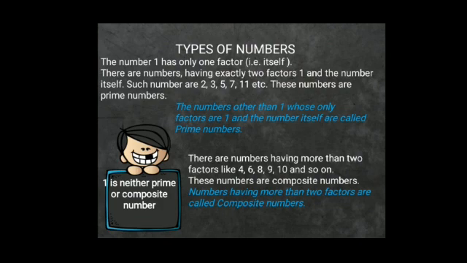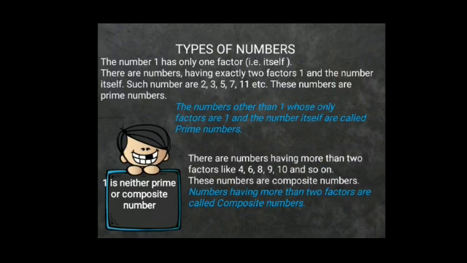Now, types of numbers. Here we can see that 1 is neither a prime number nor a composite number. The number 1 has only one factor, that is itself. There are numbers having exactly two factors, that is the number 1 and the number itself. For example, 2 multiplied by 1, so there are two factors, 2 and 1. Then 3 multiplied by 1, 3 and 1, and so on. These numbers are called prime numbers, as they have only two factors, that is the number 1 and the number itself.